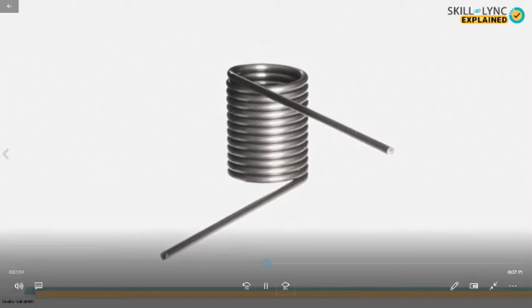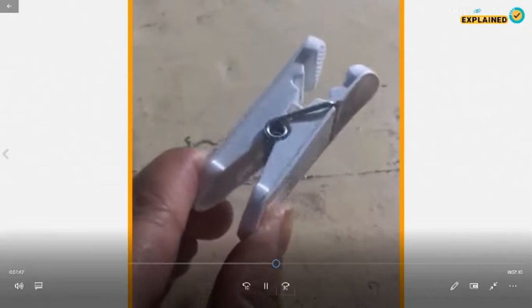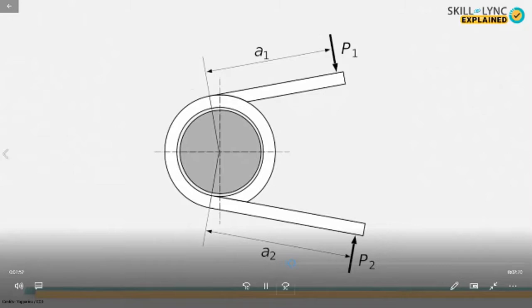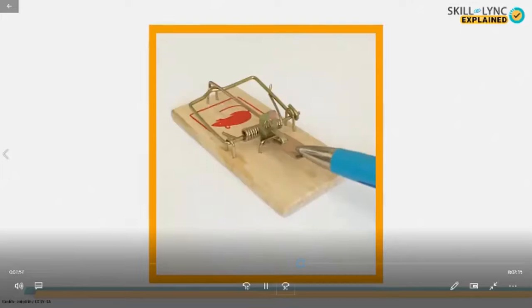If you noticed a cloth clip, then you would have observed that when you press the ends of the clip, it gets widened. As soon as you release the ends, the clip is restored back to its original position. In torsion springs, a torque is developed in the opposite direction, which helps the spring to restore back to its original position. These springs also find their application in mouse traps, door hinges, etc.